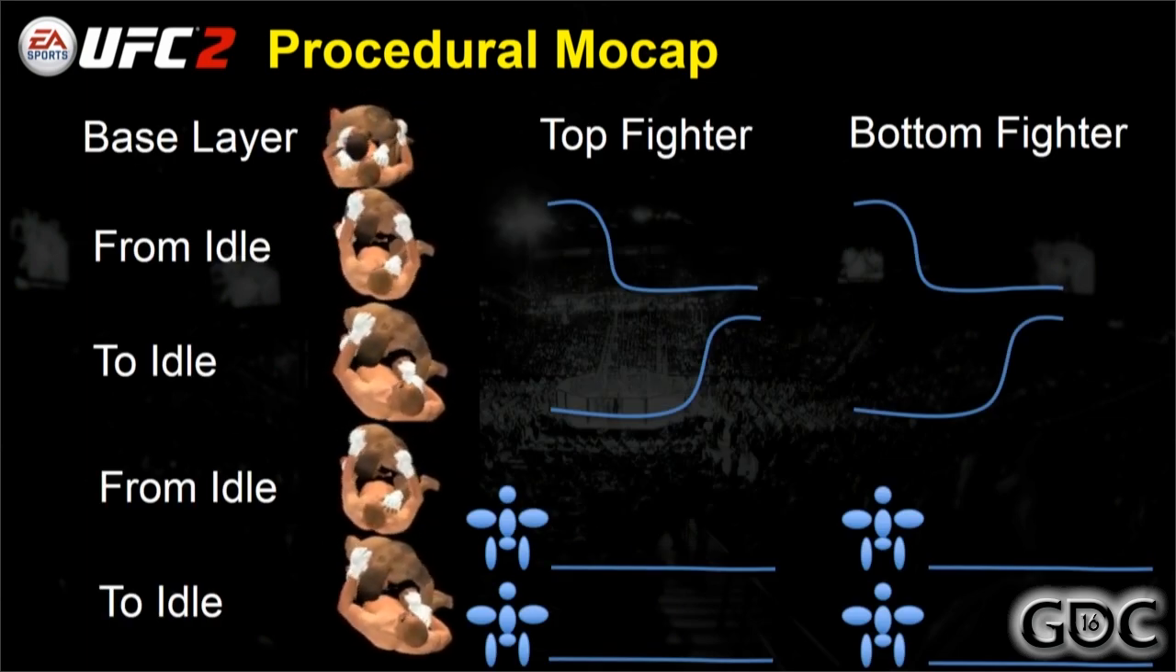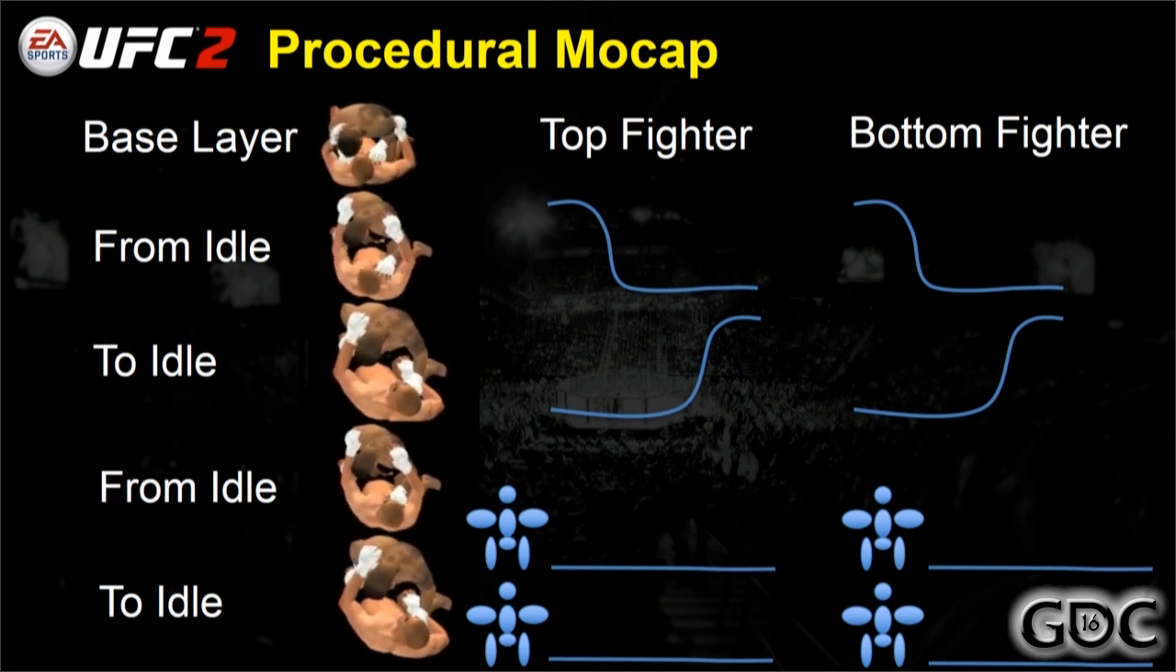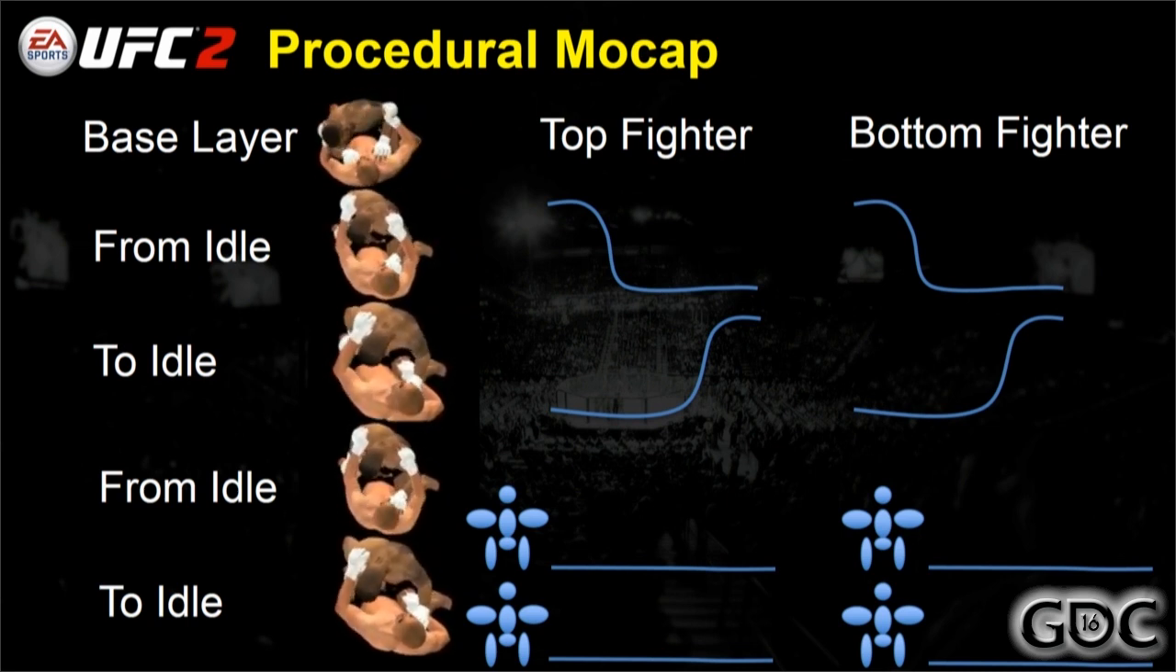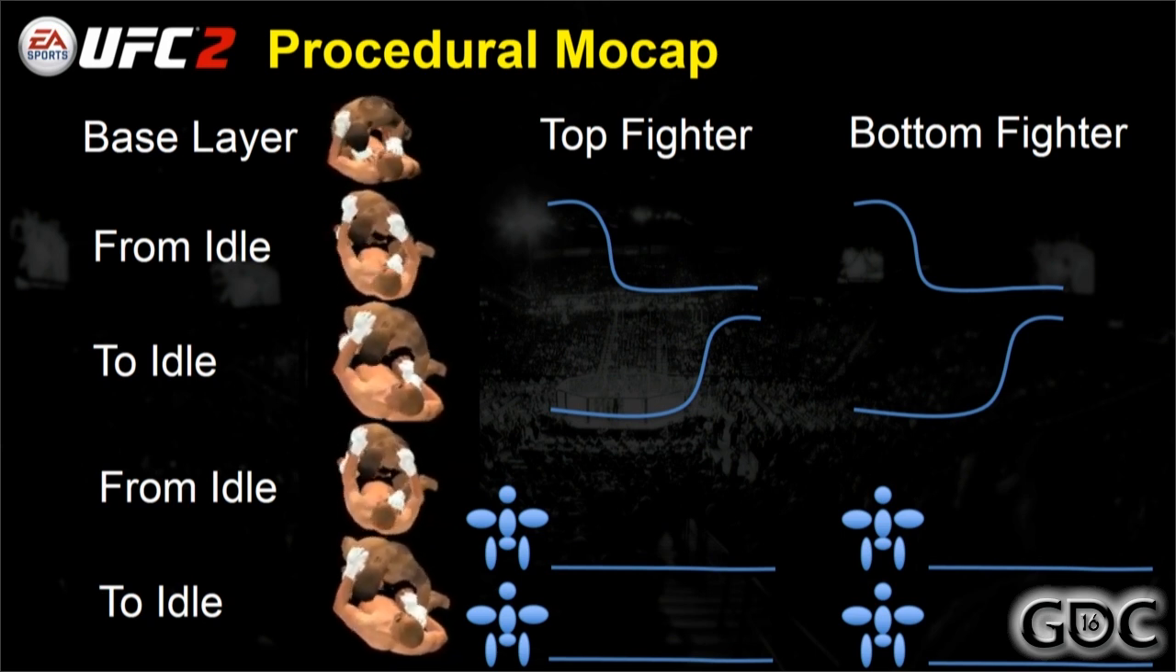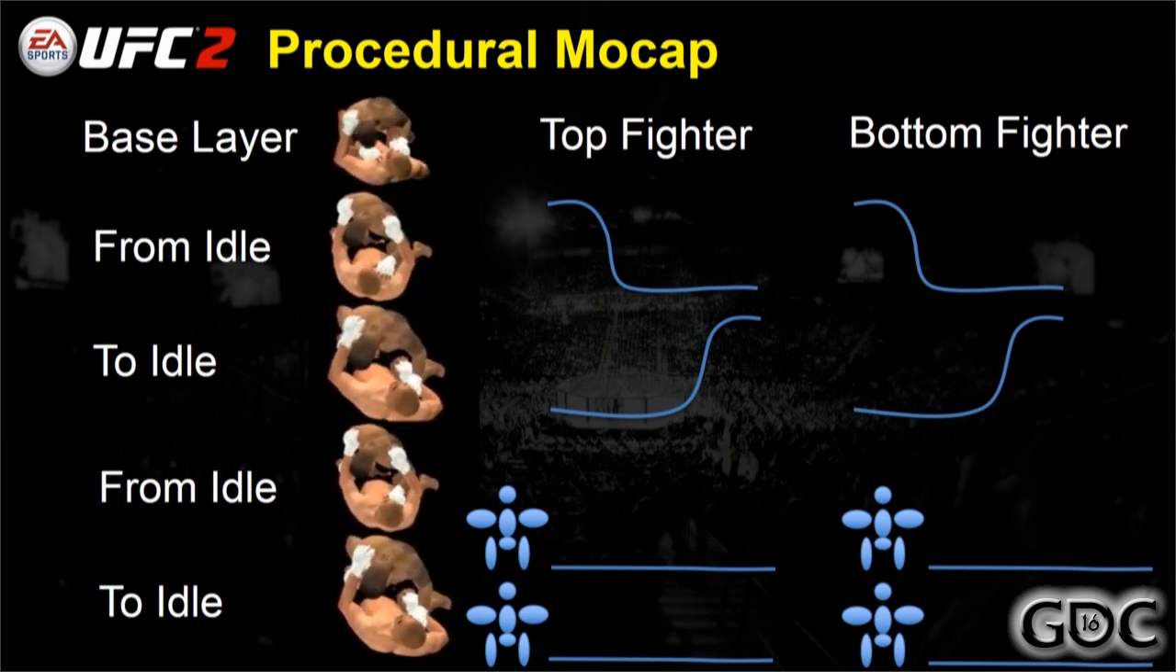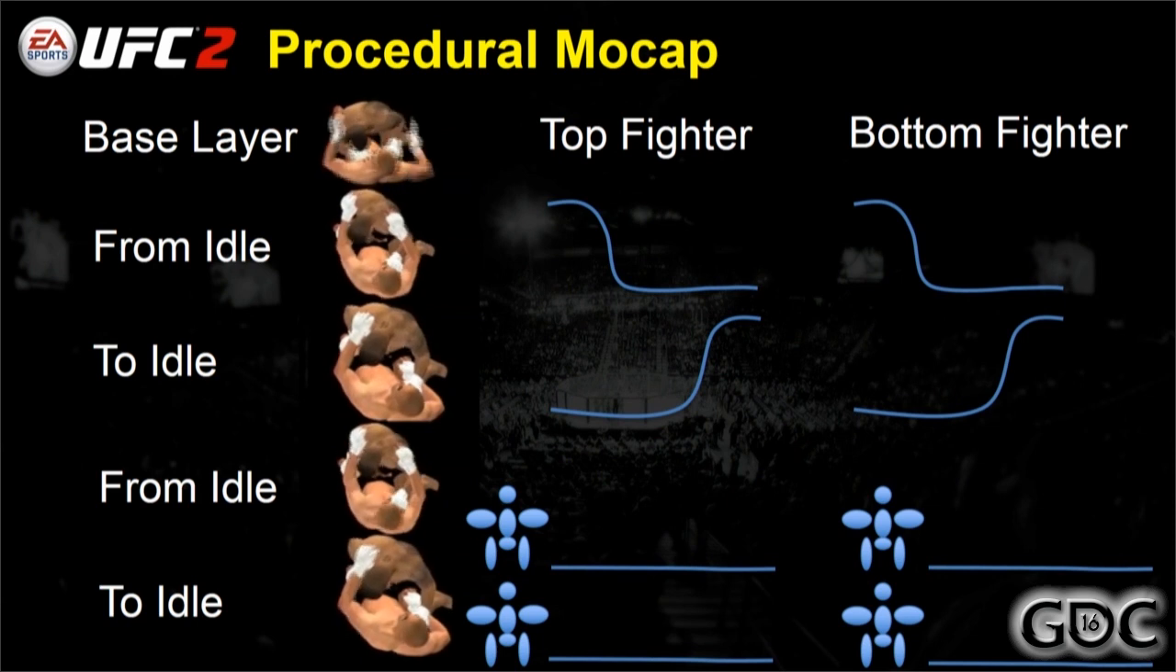So I toss in two more idles, the from idle again, the to idle again. I give the ability to mask in and out different parts of the body on those layers, and give another set of curves to play around with. Surprisingly, this next iteration was enough for us to solve all the problems. There was enough flexibility in this setup to get everything that we needed, but I didn't know it at the time.